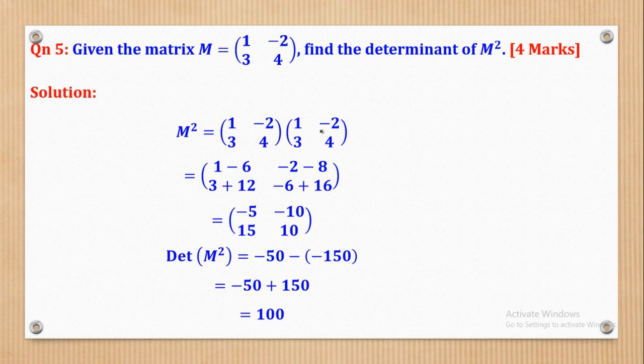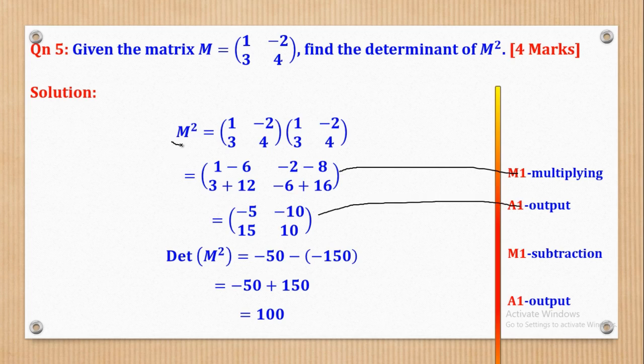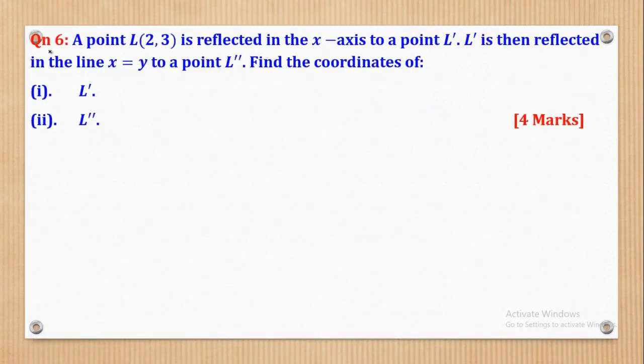And now let's see how marks can be awarded. So M1 for matrix multiplication and A1 for output, getting the matrix of M squared. M1 for subtraction and A1 for output. Now we shall go to question 6.